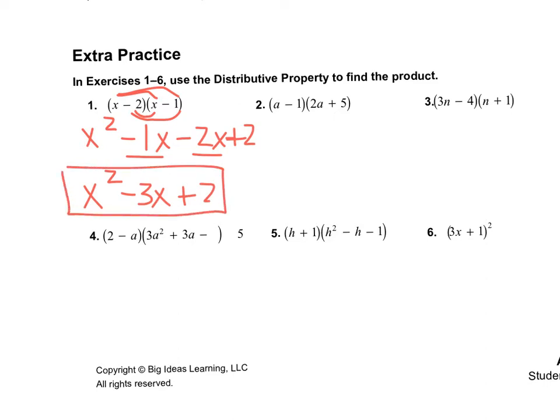Okay, I am going to do a few more in a minute, but I want you to go ahead and pause the video, try numbers 2 and 3, and then you can go ahead and unpause the video when you're ready for me to go through them.